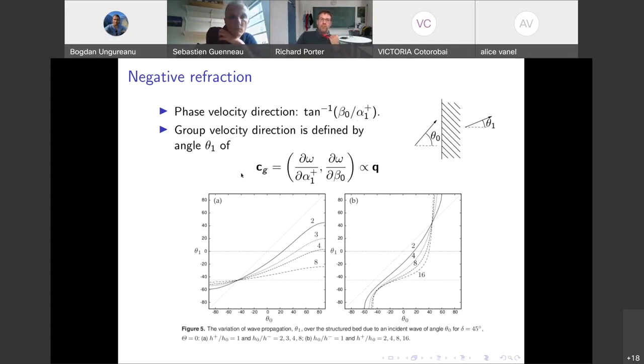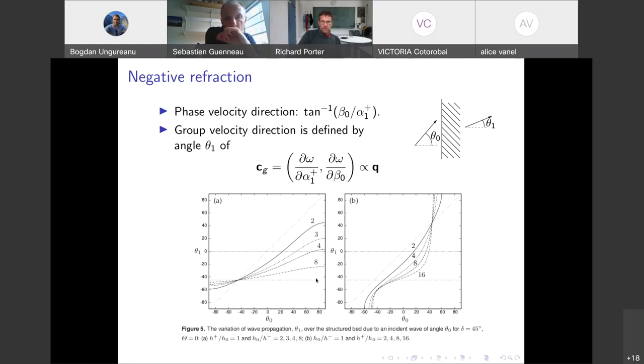But I can also think about where the energy is directed, so that's the group velocity, and that direction is given by what I call theta 1. This is what the group velocity looks like. It's just d omega by d, and then the two components of the wave vector. And of course, this just turns out to be proportional to the direction in which the fluid is traveling, so the flux or the velocity vector.